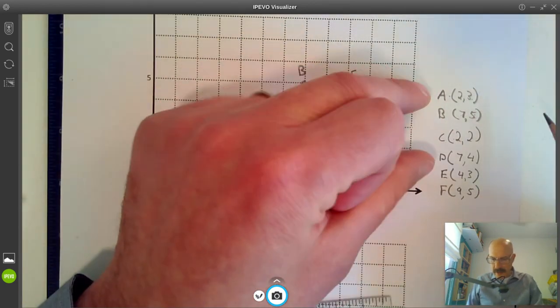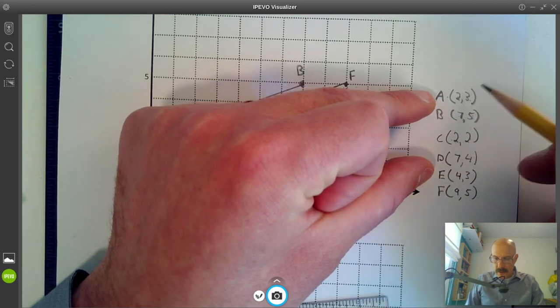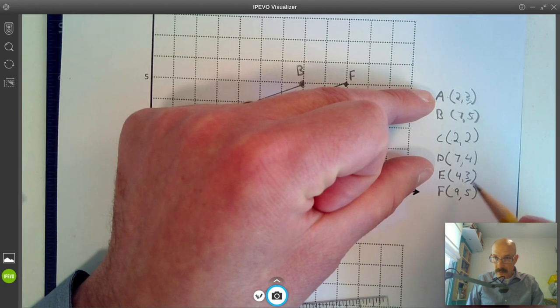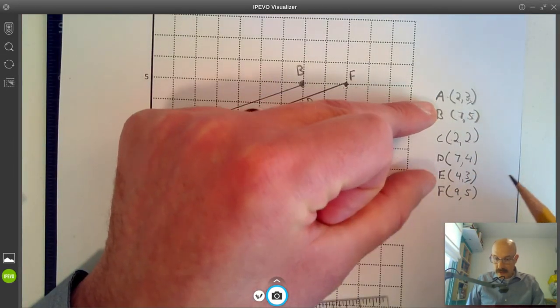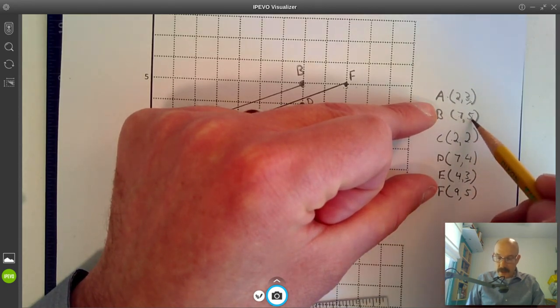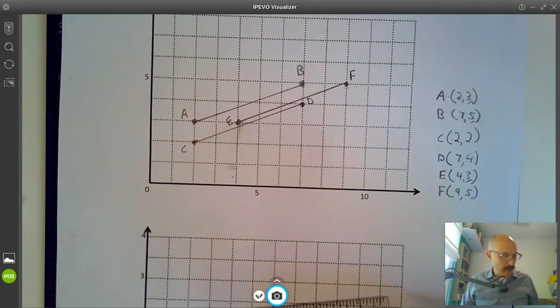So let's look at A and E. Y coordinate stays the same. X coordinate increases by 2. For B and F, Y coordinate stays the same. X coordinate increases by 2.